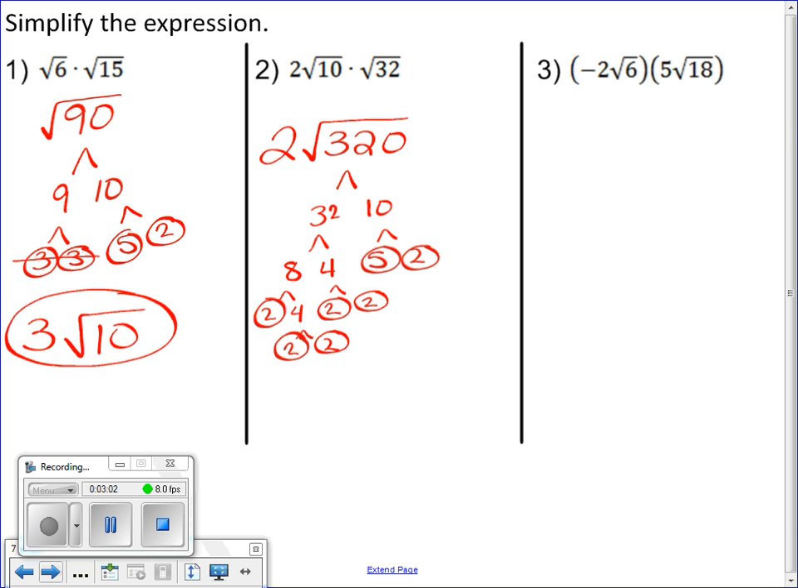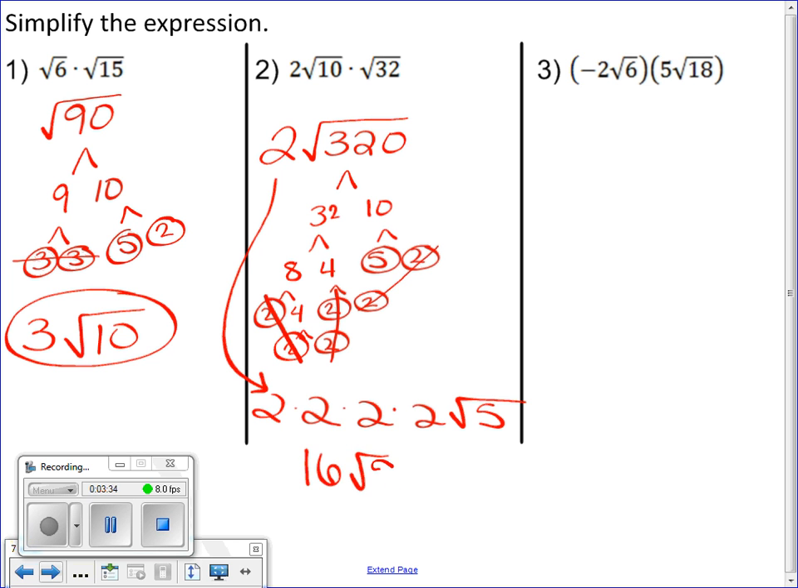Looking for pairs. We have a pair of 2's. Single 2 comes out. What else you got? Another pair of 2's. Single comes out. Another pair of 2's. Single 2 comes out. Singles. We got just a 5 left over. Am I forgetting anything? Good. The 2 from the beginning, make sure that one comes down. Lose track of them because you got a lot of 2's going on there. Very good. 16 and radical 5.